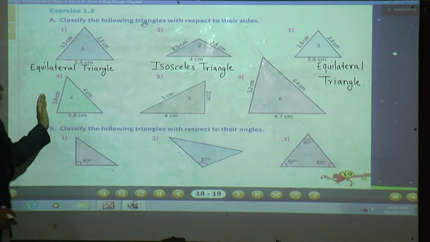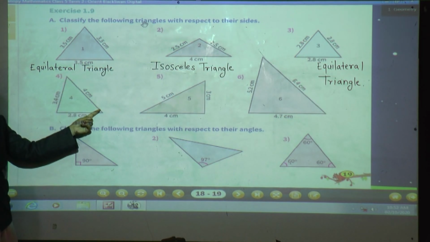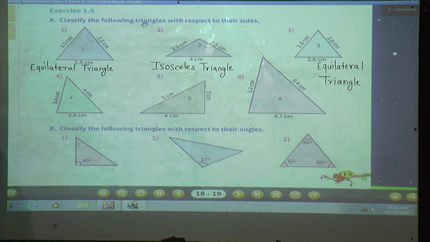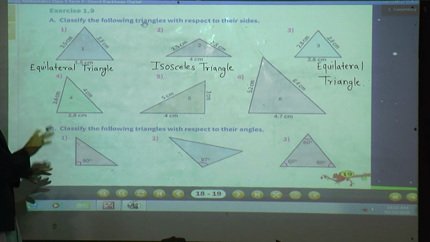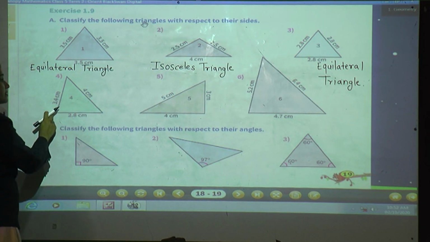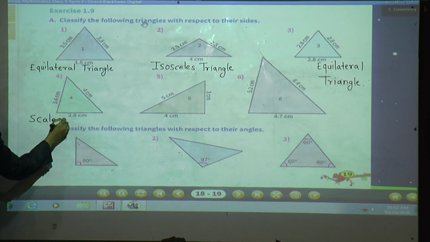Now fourth one. See students, here this side is 3.4 centimeter. This is 4 centimeter and this one is 2.8 centimeter. So all sides of the triangle are different in length. That's why, which type of triangle is this? Yes, scalene triangle. This one is a scalene triangle.